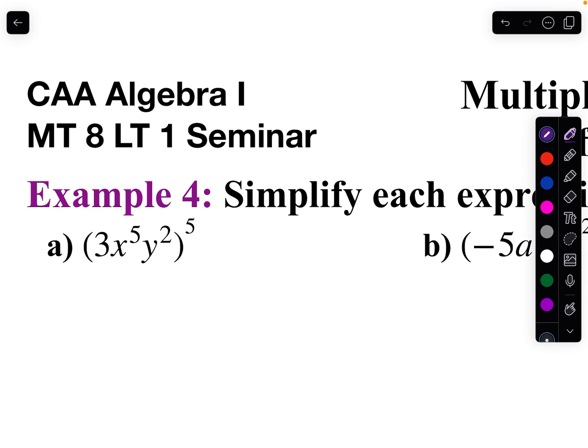On example 4, let's apply what we just learned. Notice I've got a product here, so I'm going to apply my exponent to each of these. So I'm going to do 3 to the 5th. A power to a power, I multiply my exponents, that's x to the 25th, y to the 10th. And then I'll use my calculator because I don't know what 3 to the 5th is in my head. It's 243.